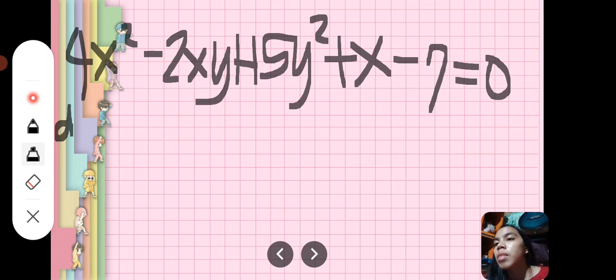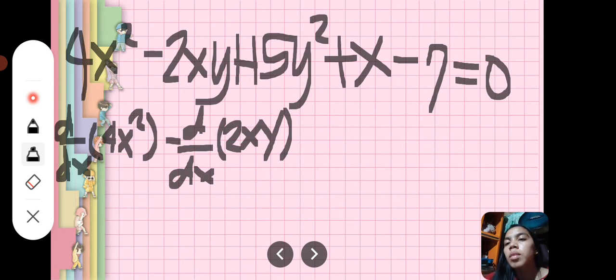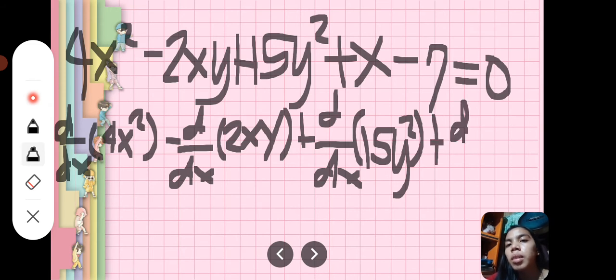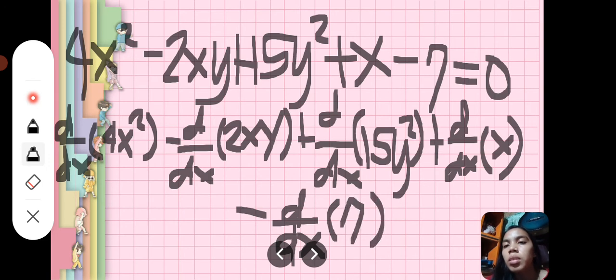So the derivative of 4x squared, minus the derivative of 2xy, plus the derivative of 15y squared, plus the derivative of x, minus the derivative of 7, is equal to 0.